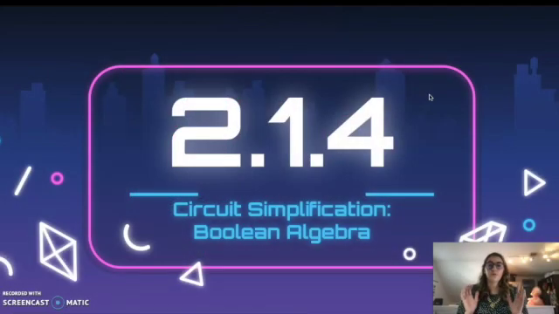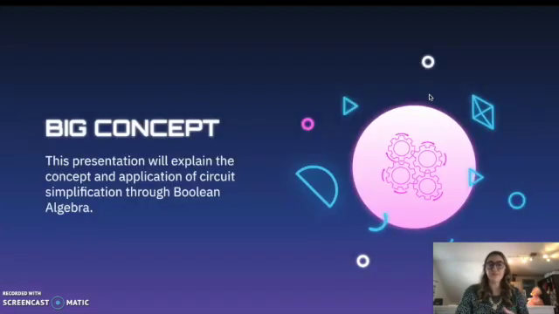All right, everyone. So this lesson is 2.1.4. It is circuit simplification with the use of Boolean algebra. Now, there's a couple of different methods to simplify circuits. Boolean is the first one that we're going to look at. We will follow up with two additional methods as we progress through the rest of this unit. But Boolean algebra is kind of the most common way to simplify a circuit, though it is not my favorite.